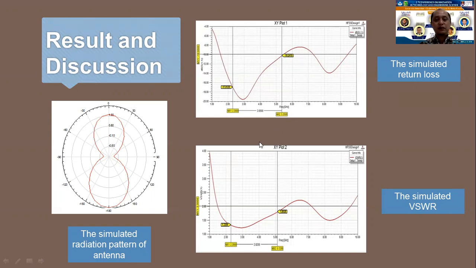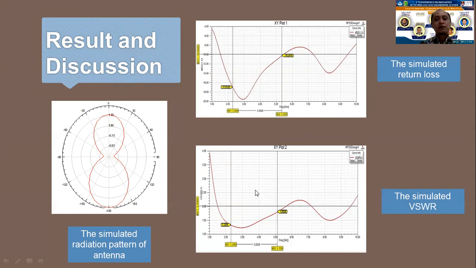This achievement is confirmed by the value of VSWR, which is below 2. Here, this is the baseline below 2. This is from the minimum frequency to the maximum frequency achieved by the proposed antenna.